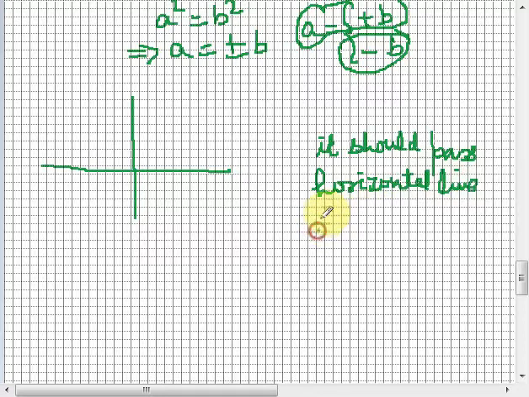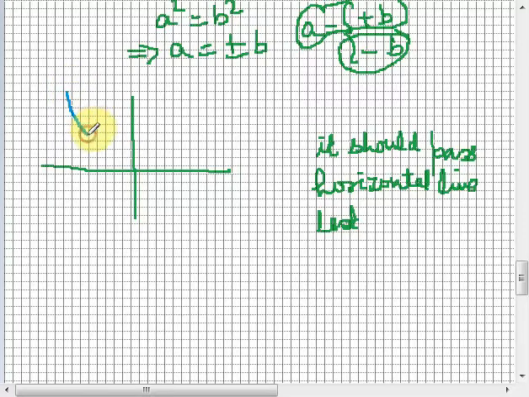What is that horizontal line test? That is, we draw a line parallel to the x-axis at different points on the graph. If that horizontal line cuts the graph at most one point, then the function is one to one.